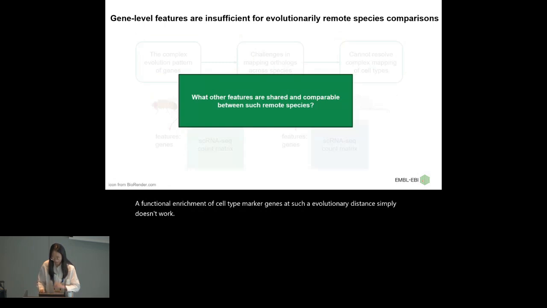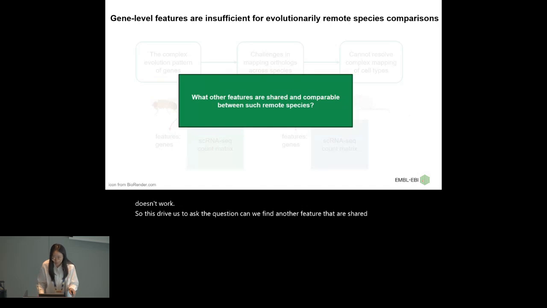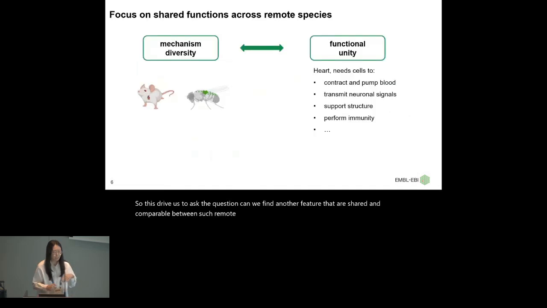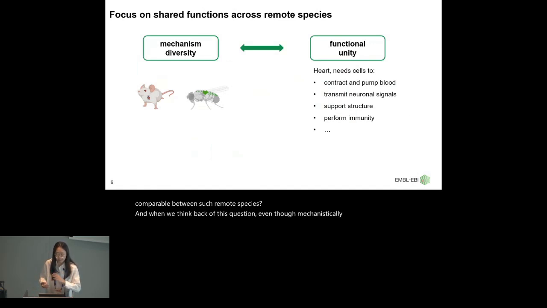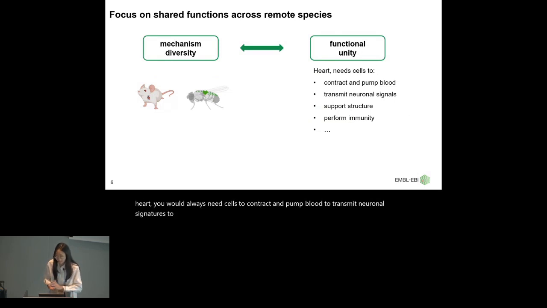So this drives us to ask the question: can we find another feature that is shared and comparable between such remote species? When we think back on this question, even though mechanistically the organs and cells from different species have highly diverse mechanisms, as a corresponding organ, you would always need to perform a set of similar functions. For example, if it's a heart, you would always need cells to contract and pump blood, to transmit neuronal signals, to support the tissue structure, and to perform immunity.